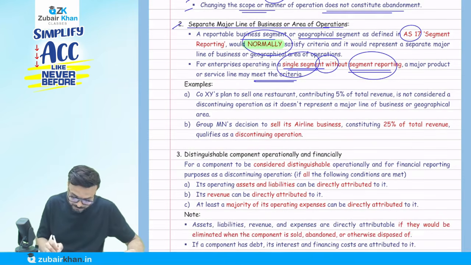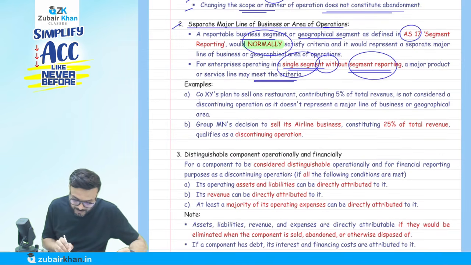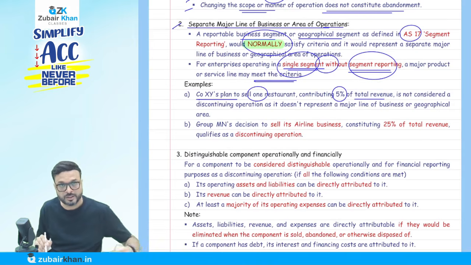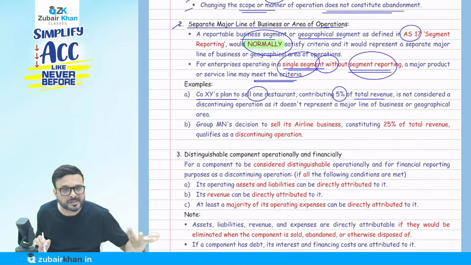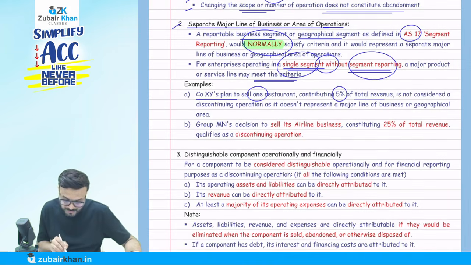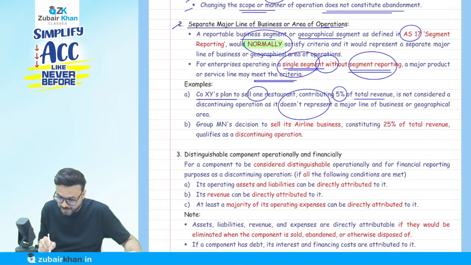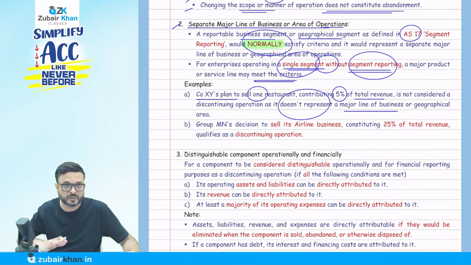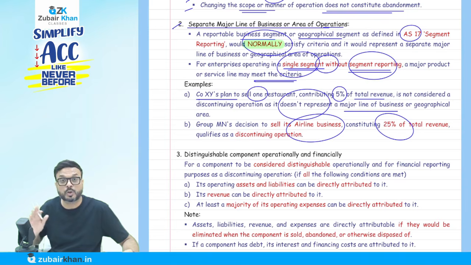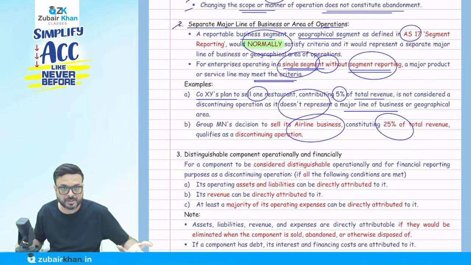Now, example: Company XY plans to sell one restaurant that contains only 5% of total revenue. It is not a separate major line, it just represents 5%. So this discontinuing operation does not represent a separate major line, so we don't have to disclose as per Accounting Standard 24. Now, Group MN's decision to sell its airline business, considered 25% of the total revenue. It's a reportable segment as per AS 17. So it's a separate major line. It's a discontinuing operation. Okay.